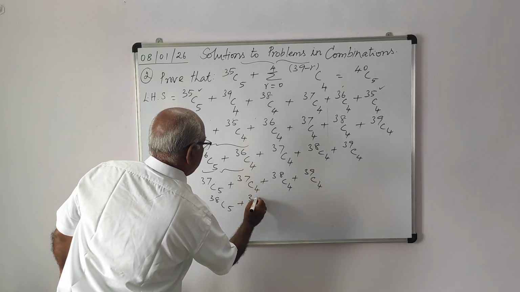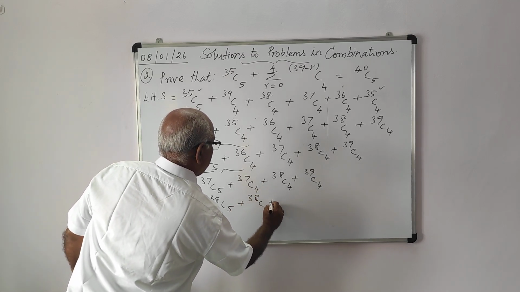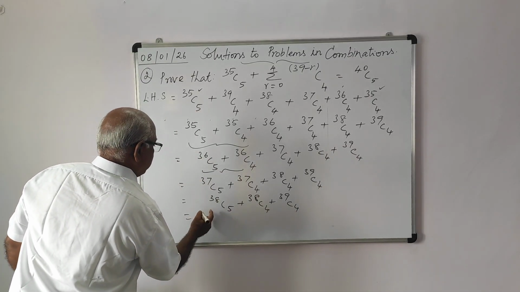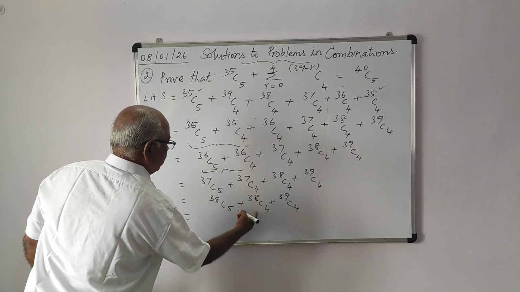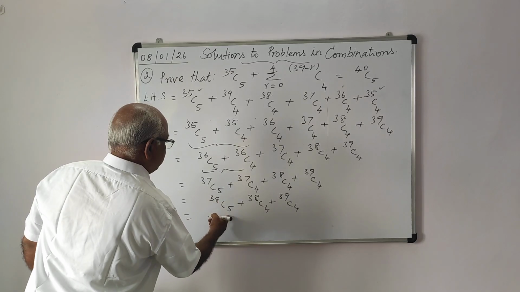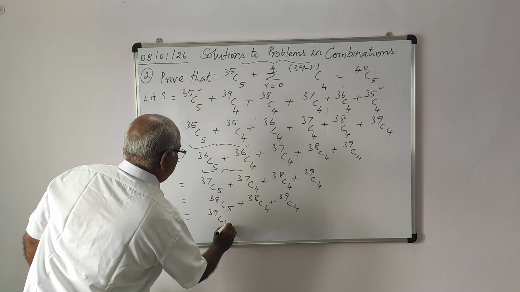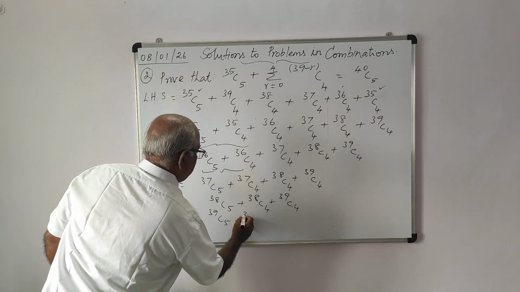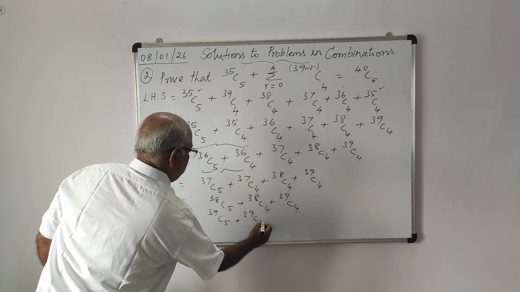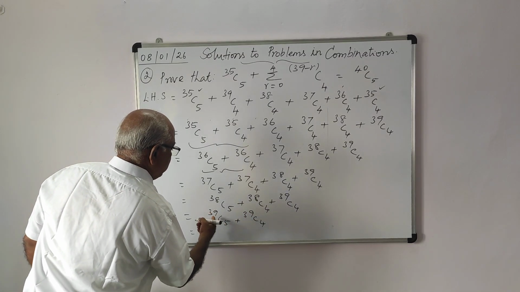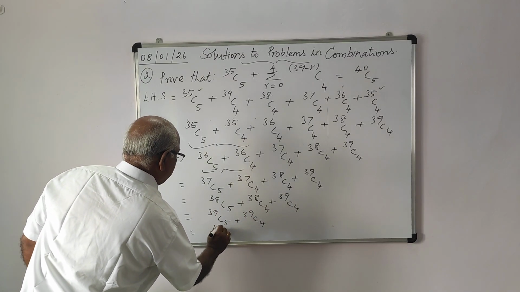Plus 38C4 plus 39C4. These two become, by nCr plus nC(r minus 1) equal to (n plus 1)Cr, 39C5 plus 39C4. Again nCr plus nC(r minus 1) equal to (n plus 1)Cr, that is, n plus 1 is 40, 40C5.